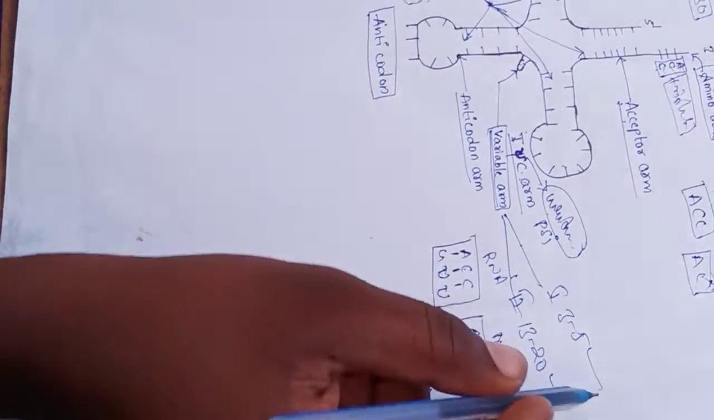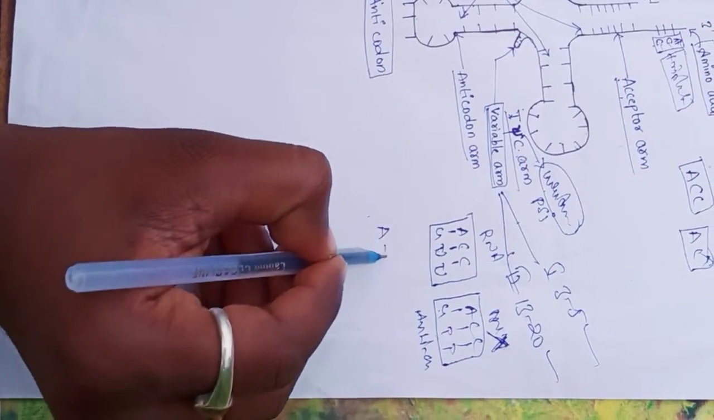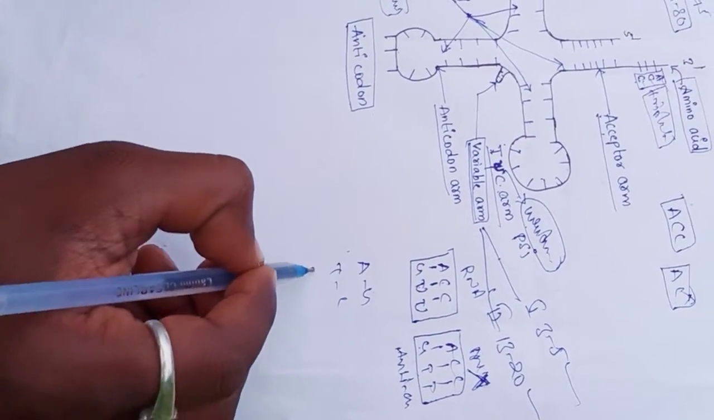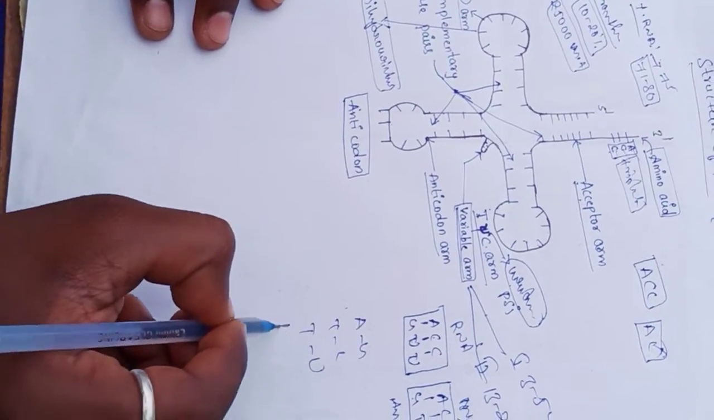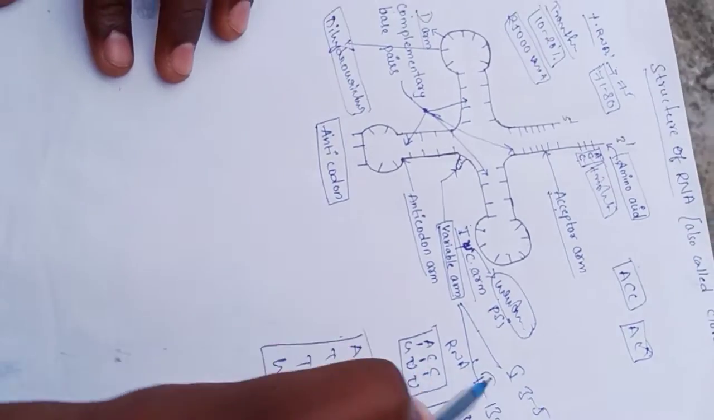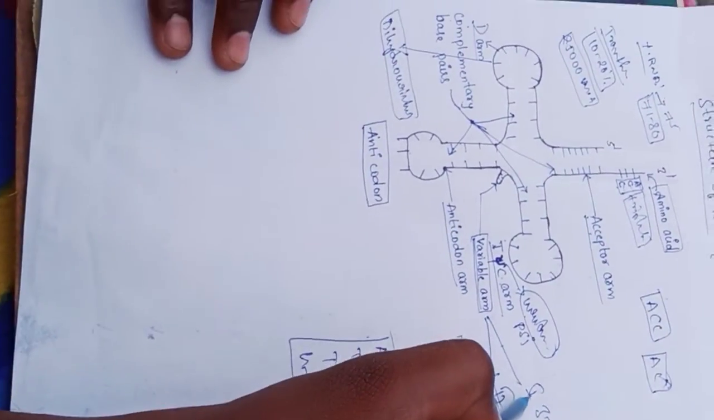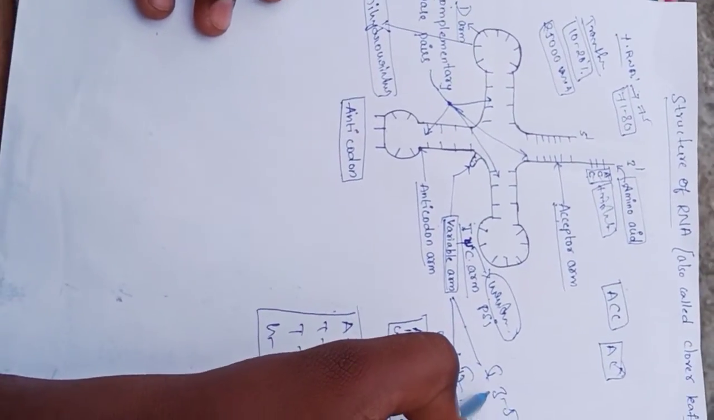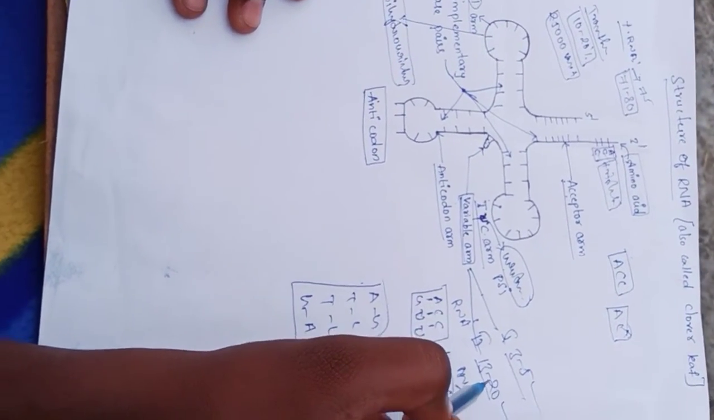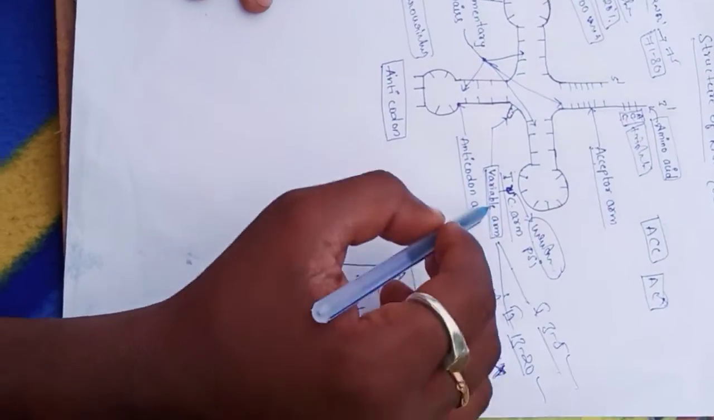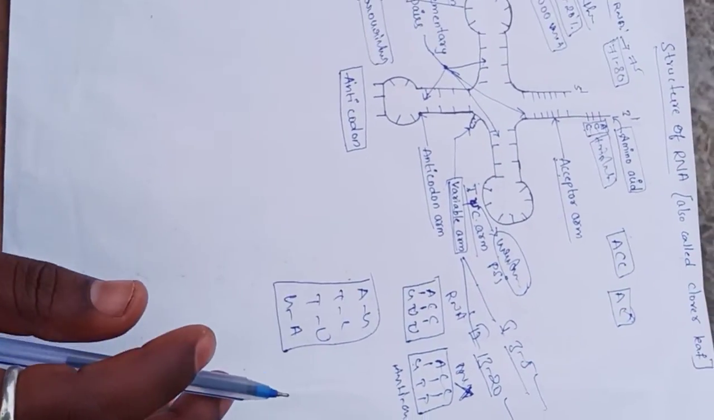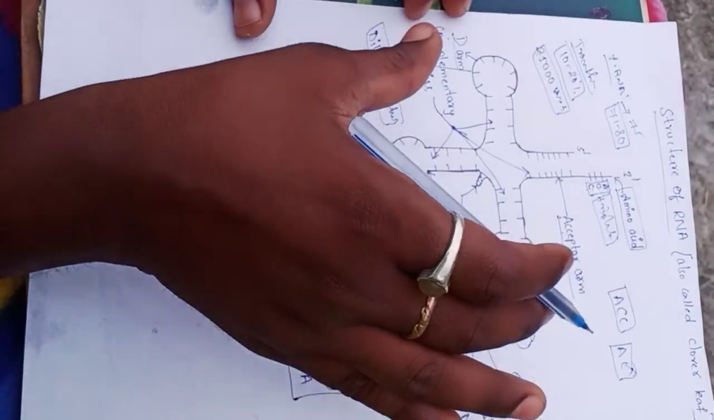What is a base pair? Adenine, guanine is one base pair. The next one, thymine, cytosine is one base pair. Thymine, uracil, one base pair. Guanine, adenine is one base pair. So this is called base pairs. In the variable arm, it contains type 1 and type 2. Type 1 contains 3 to 5 base pairs, type 2 contains 13 to 20 base pairs. That is the main difference in the variable arm. So this is called the structure of RNA, and especially the structure of tRNA.